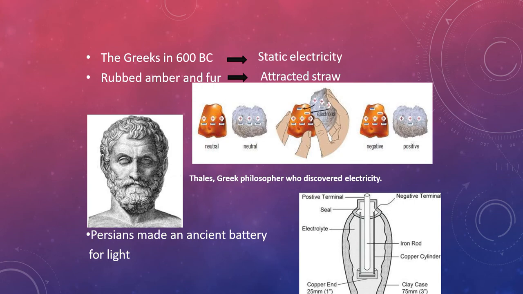So, the Greeks in 600 BC saw that static electricity, rubbed amber and pearl, attracted straw. Here we can say the rubbing process is happening, and the great person, Thales, is here for you to see how he looks. Thales, the Greek philosopher, is the person who discovered electricity. You can also see a battery. This was made by the Persians.